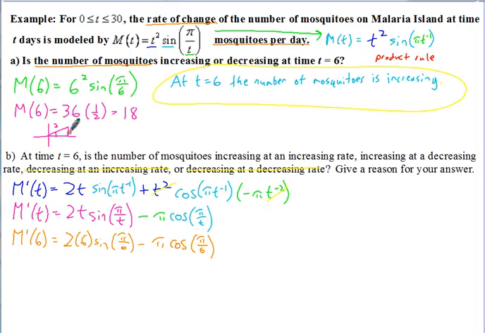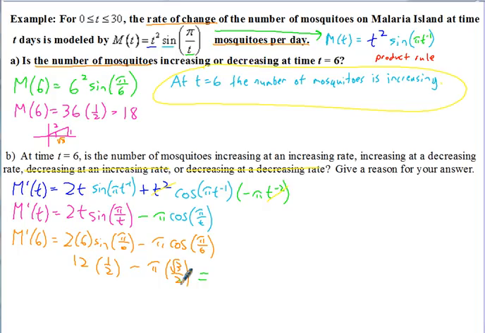So the sine of pi over 6 we already saw was 1/2. It'll be 12 times 1/2 minus pi times cosine of pi over 6, which would be root 3 over 2. And normally 12 times 1/2, I would just make that 6. But remember, we're trying to figure out if this is positive or negative. So if we get a common number, it's a little easier.